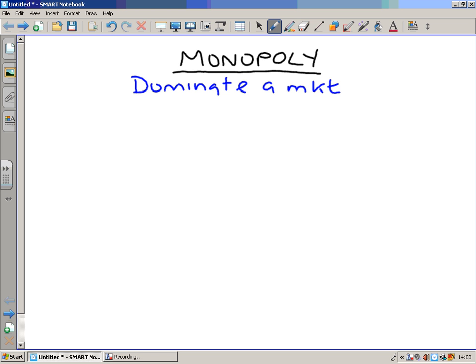Now, what I want to think about now is whether a monopoly is a good or a bad thing or not. So we'll consider the good aspects of a monopoly first of all, and then we'll think about the bad aspects of a monopoly. Let's think about the good ones first. One great thing about a monopoly is that because they dominate the market, they should have lots of customers, which means they have a high output.